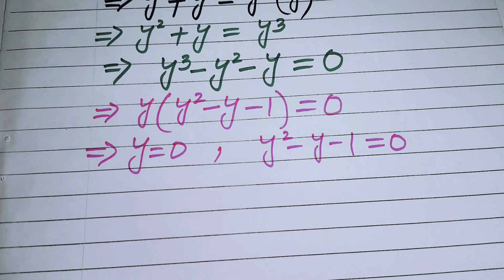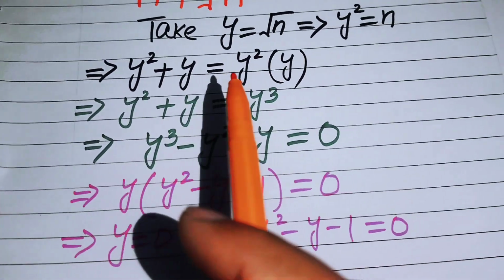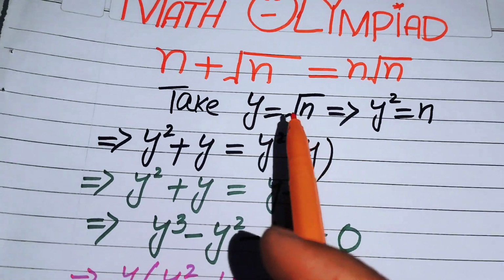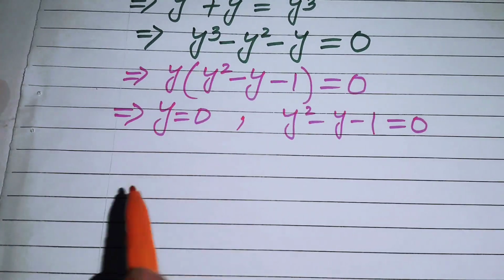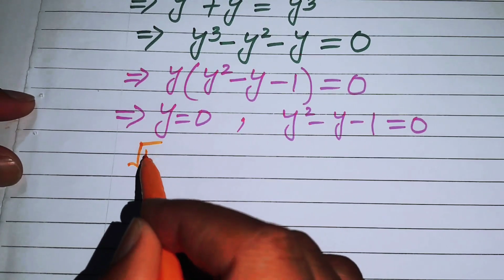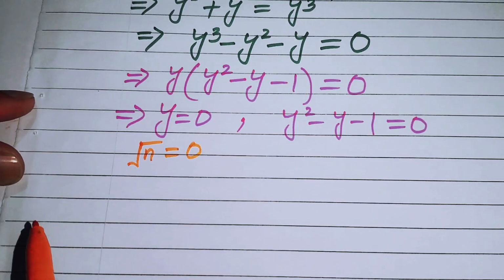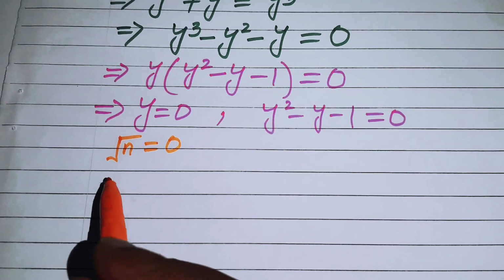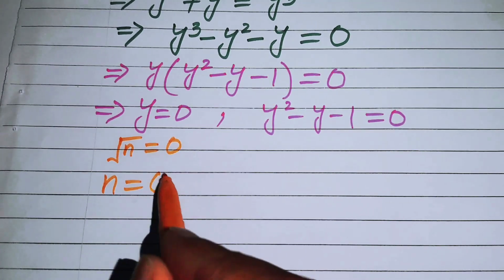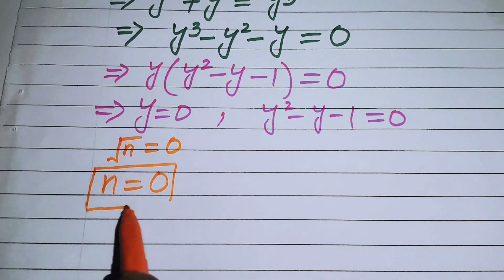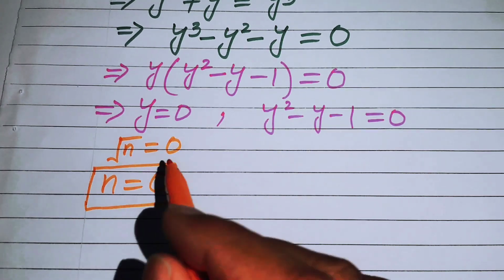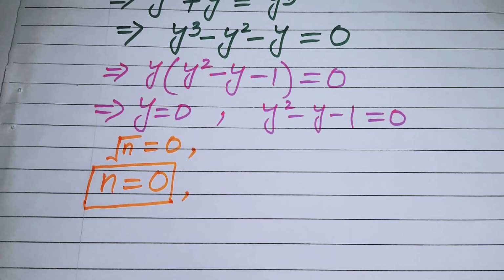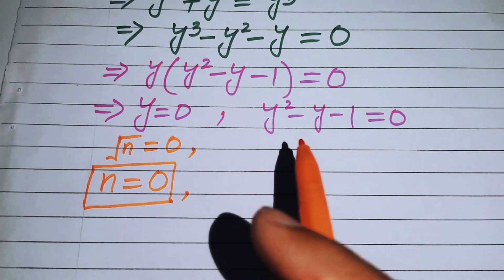In the first case, because at the start of the problem we took y equals square root of n, we now back substitute, and it becomes square root of n equals 0. Now we take the square on both sides, and we obtain n equals 0. So this is our first root of this equation, and in order to find the other roots we need to solve the other quadratic equation.